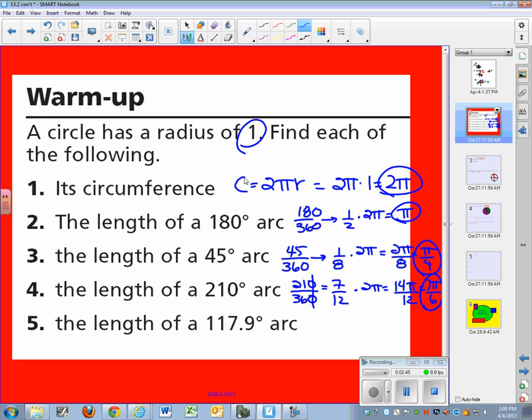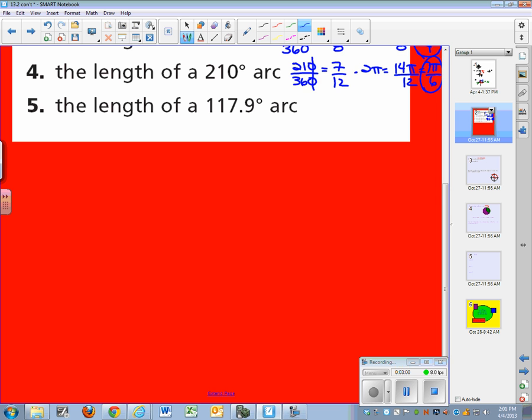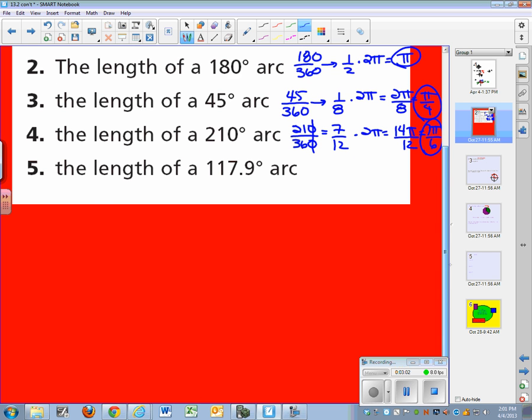Now, why are we doing this? Because you have all of this on your unit circle, right? But is 117.9 degrees on your unit circle? No. So we're going to use this same idea that we've been doing this whole time. We're going to take our angle measure and divide it by 360. And multiply it by the total length around the circle, 2 pi.